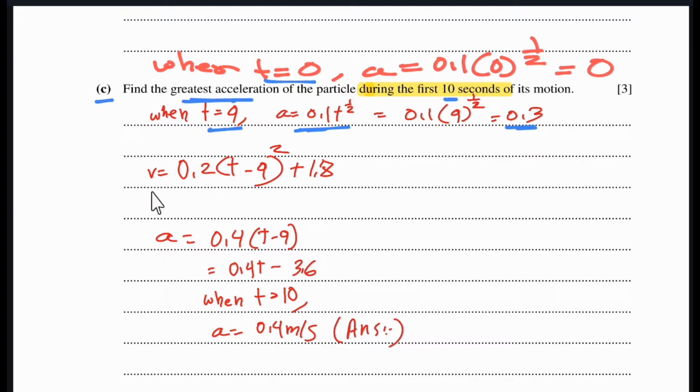Then again, we have been given another equation for velocity. So for this equation of velocity, we need to find the equation of acceleration. Then when t is equal to 10, we need to find the acceleration. Then we have to choose which acceleration value is the greatest. So to find the greatest acceleration, we can see that the last acceleration value, that is 0.4, is the greatest when time t is equal to 10. So the answer would be 0.4 as our final answer.